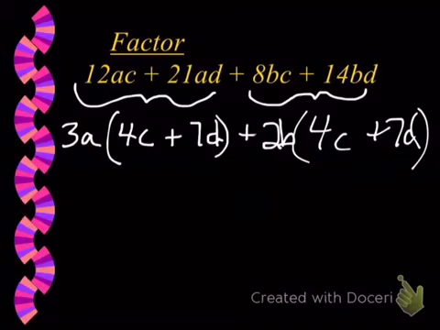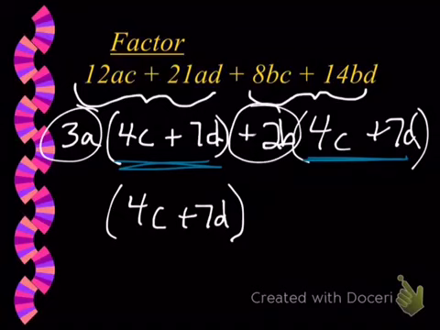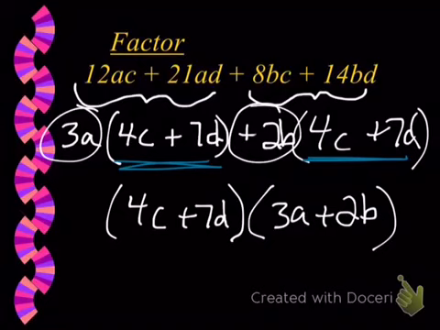So I can take out this 4c plus 7d. I can factor it out, right? 4c plus 7d. And what's left is 3a plus 2b. Or not. No, you messed it up. You butchered it. Okay?